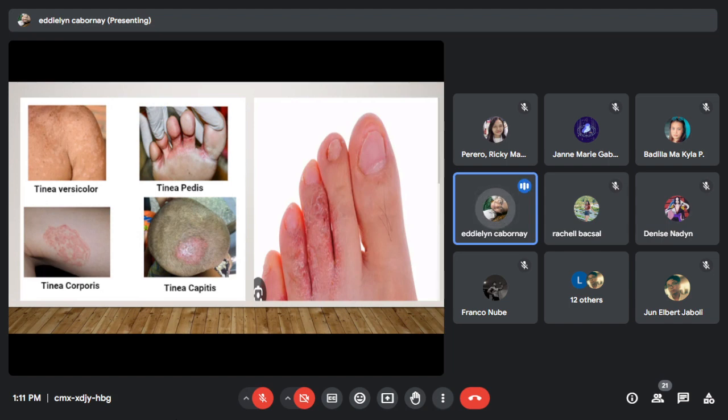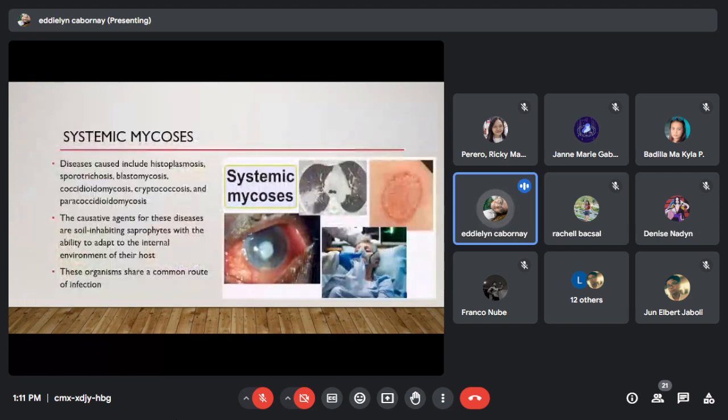Whereas the athlete's foot already affects the deep-seated mycosis. So we have the systemic mycosis. These are fungal infections that invade the deep organs. They already affect the tissues and the internal organs such as the lungs, the gut, the sinuses and skin.